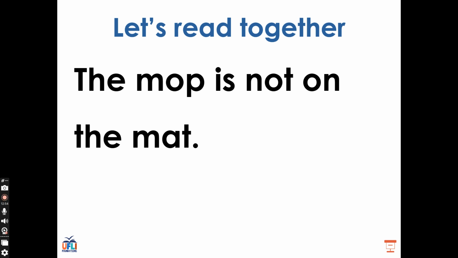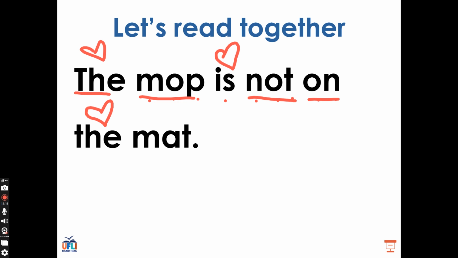In this sentence, I see the heart word is, and the heart word the again. The rest of the words are words we can sound out. So let's give it a try. The mop is not on the mat. Let's read together. The mop is not on the mat.